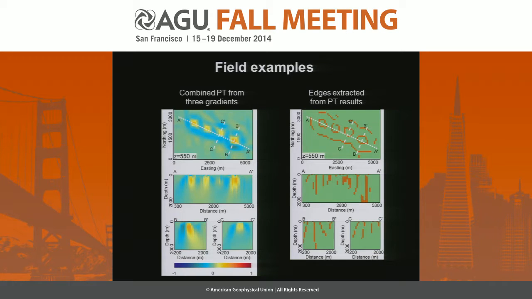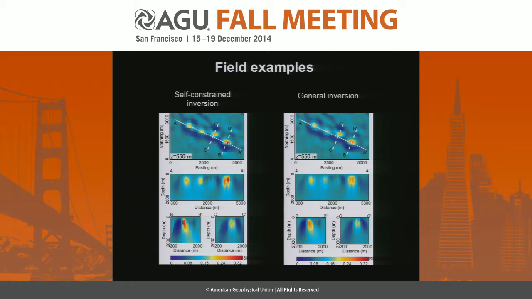And we use these three gradients to get a combined probability tomography. And this shows the result, slices through depths at 550 meters and in profiles A, B, and C. And then we extracted the edges from the PT results on the left. And we use the edge information to constrain our inversion results.